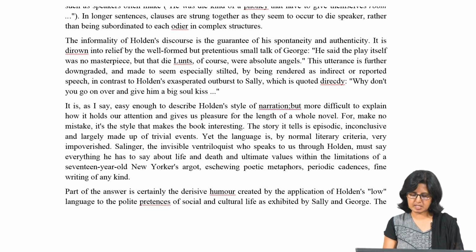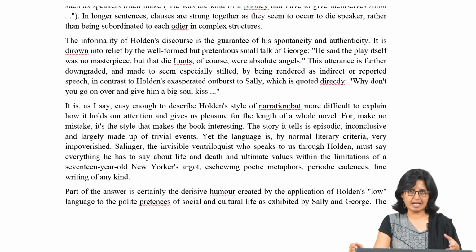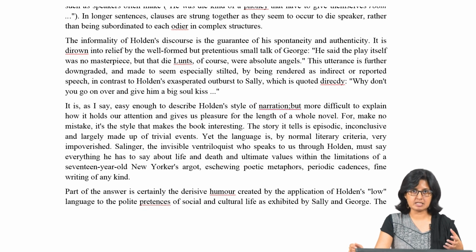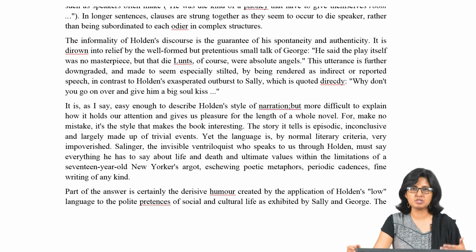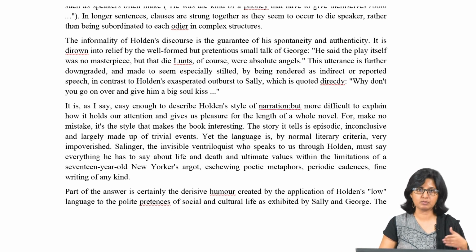Salinger, the invisible ventriloquist who speaks to us through Holden, must say everything he has to say about life and death and ultimate values within the limitations of a 17-year-old New Yorker's argot, eschewing poetic metaphors, periodic cadences, fine writing of any kind. Herein lies the true challenge of this writing, I would say. When you get familiar with the novel, you would also begin to see what David Lodge is trying to make here, that this is fine writing achieved in a very different way. This is eloquence achieved without really using an eloquent language, an impoverished language, as he would say.